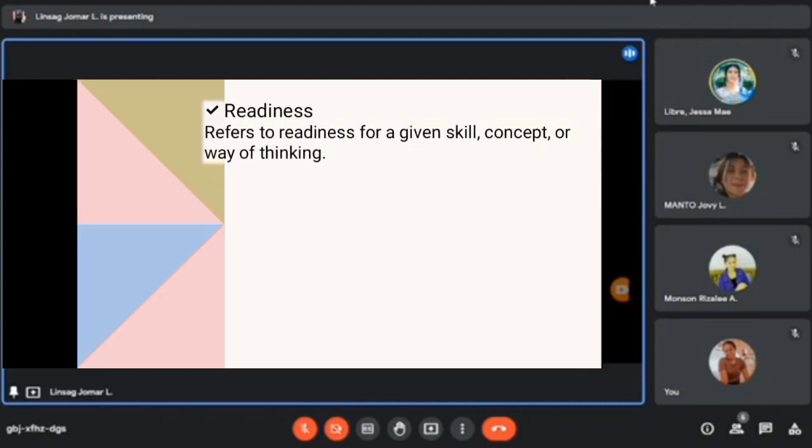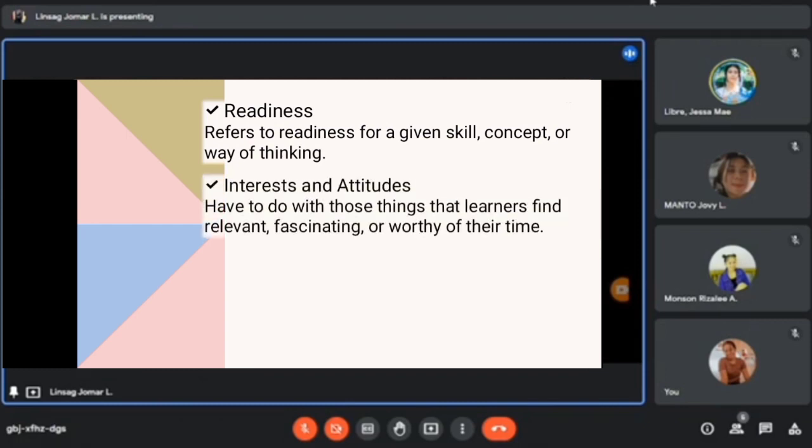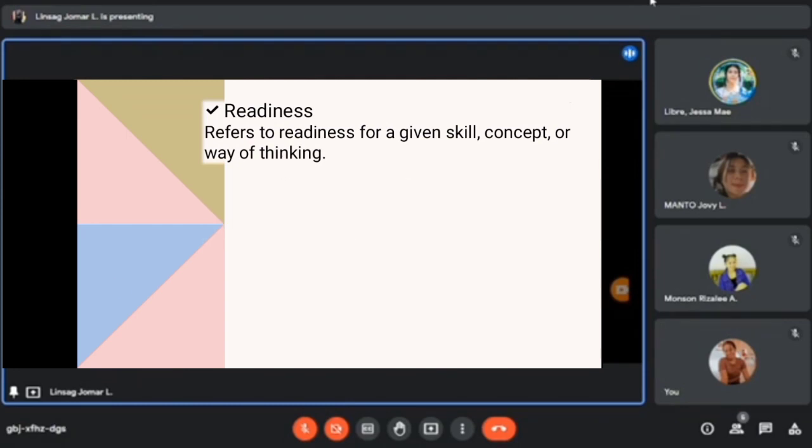Readiness is a given skill, concept, or way of thinking. Or in other words, it is the level of knowledge and background knowledge of the students. Teachers can use diagnostic assessment to determine students' readiness.